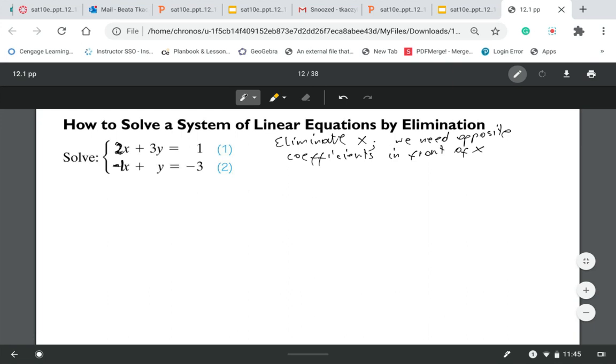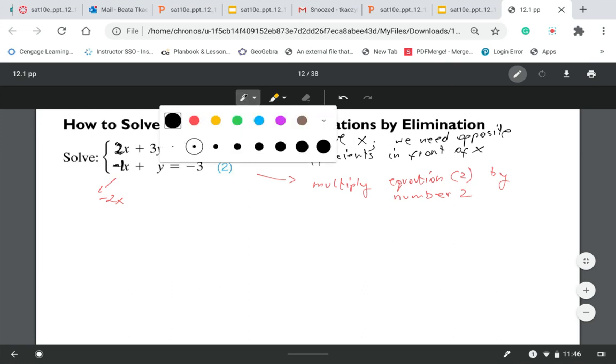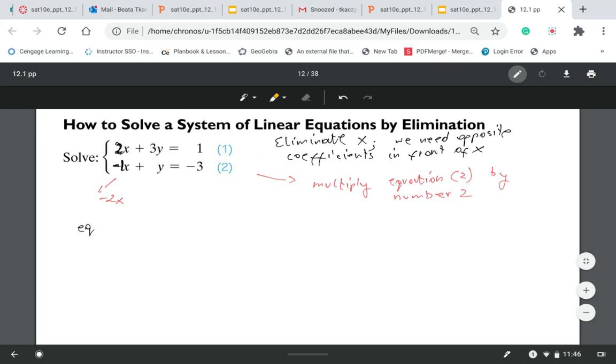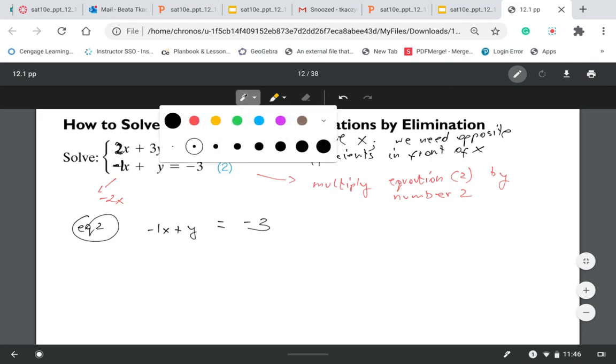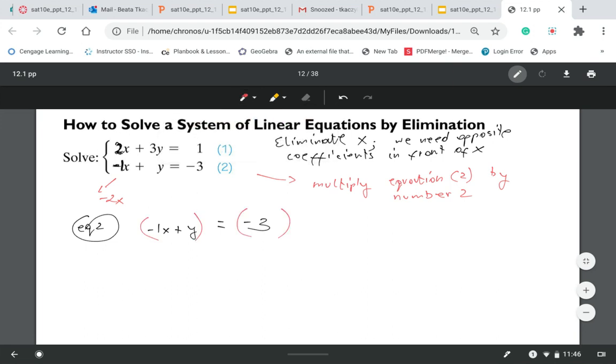So I have 2x and -1x, so it would be nice to have -2x in equation 2. How can we do it? To change equation 2 to have -2 in front of x, we need to multiply equation 2, all the coefficients, everything, by the number 2. So look what happened. I'm taking equation 2 and trying to build those opposite coefficients in front of x. Equation 2 is -1x plus y equals -3. I multiply the entire equation, the left and right side, by 2.